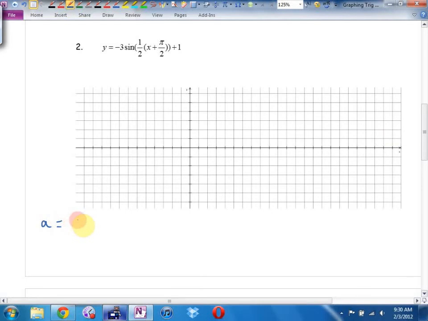What's the negative tell me? It's going to tell me what the graph looks like. Period. 2 pi over a half, which is 4 pi. Phase shift. I should have asked also, Emily, is this factored properly? It is. Yay. Negative pi by 2. Vertical displacement, positive 1.